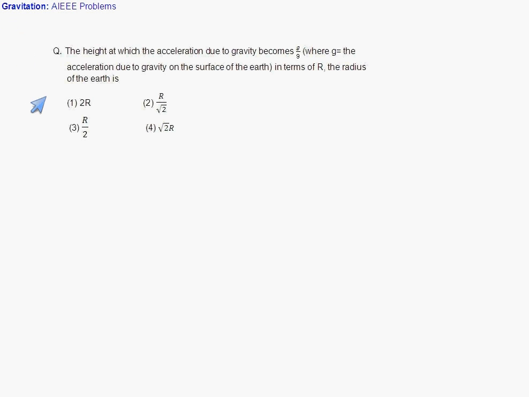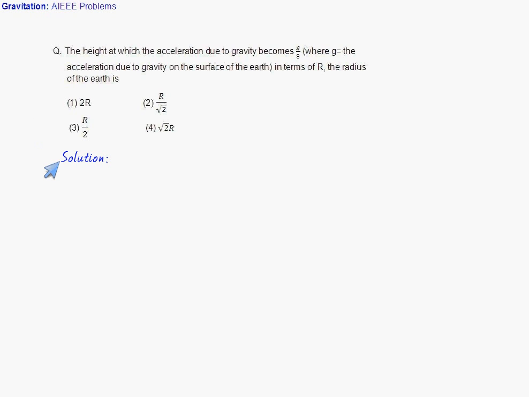We will consider question 1. The height at which the acceleration due to gravity becomes g by 9, where g is the acceleration due to gravity on the surface of the earth, in terms of R, the radius of the earth, is: 1) 2R, 2) R by root 2, 3) R by 2, 4) root 2R.